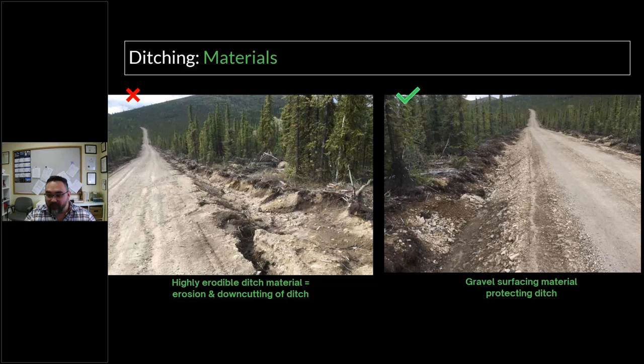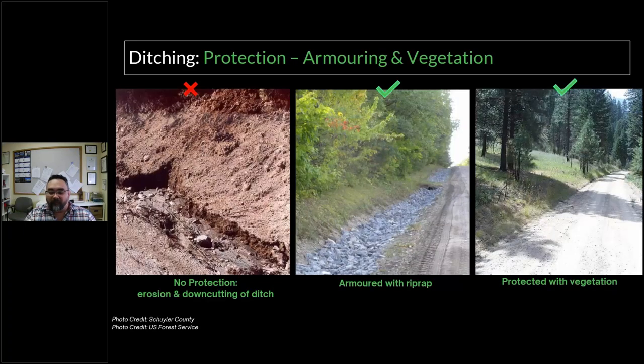So armoring is important. And armoring, when we say that, we often think of hard, but armoring of ditches is not necessarily just a hard problem. It can be vegetative, we can protect our ditches with vegetation. And oftentimes, that's the only way we have in the long term to properly protect our ditches. So in the right-hand picture there, that's vegetated right down to the ditch bottom.